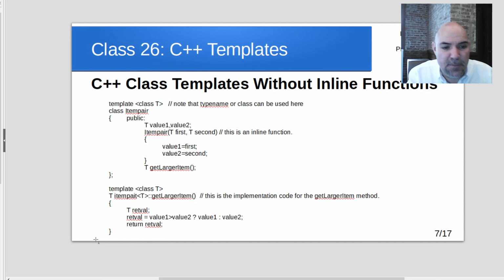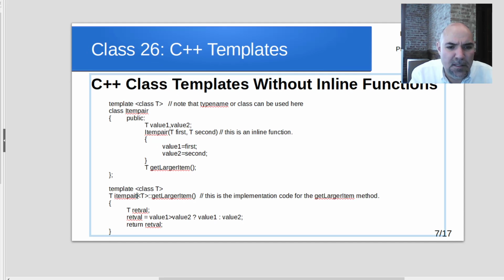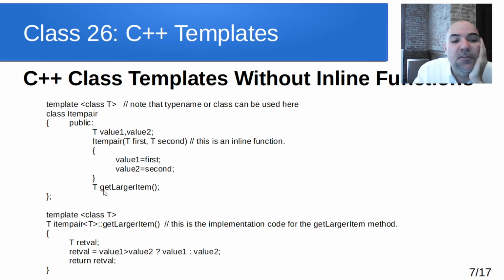And I need to fix a typo in here. Pair. Okay, there we go. So where is this get larger item method being declared? Well, it's declared down here, and since this is part of a templatized class, we also have to make a template for the method. So template class T, same thing we had up there, and now T is the return value, and ItemPair T, colon colon, get larger item.